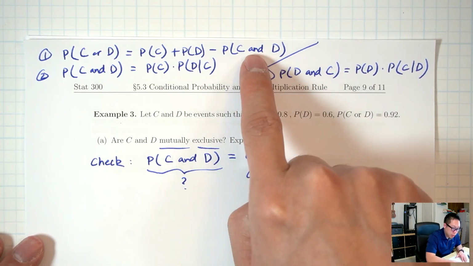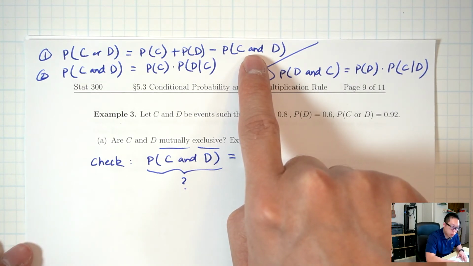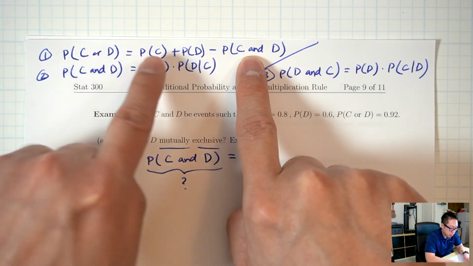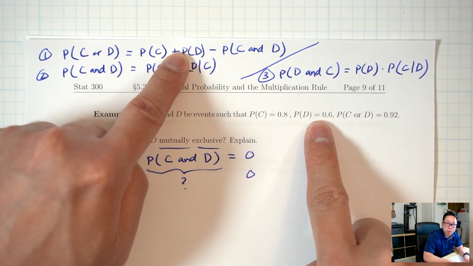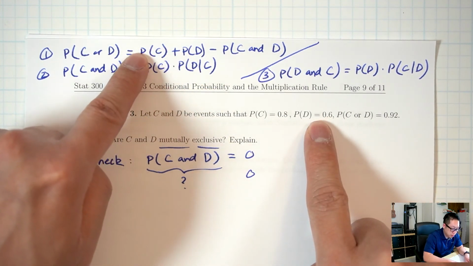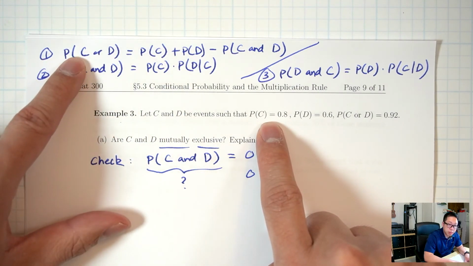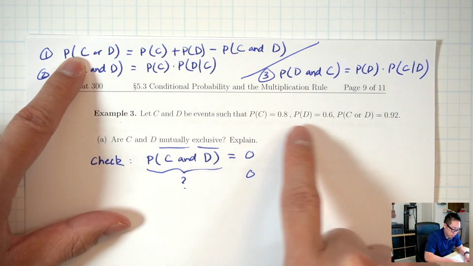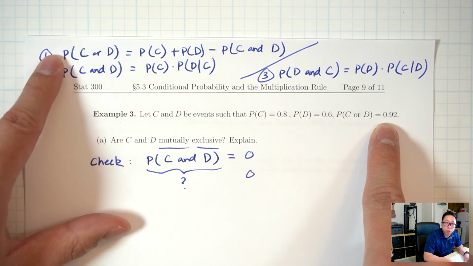So I'm looking for C and D. In order to use the equation, you have to know everything else in the equation, right? So let's see if one works. I'm looking for C and D, so I need to know these three things. Do I know probability of D? Yes. Do I know probability of C? Yes. Do I know probability of C or D? Also yes, right? So I actually have everything I need for equation 1. So that means equation 1 is the one you want.